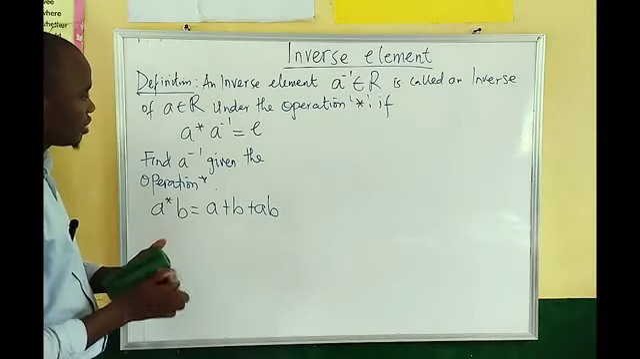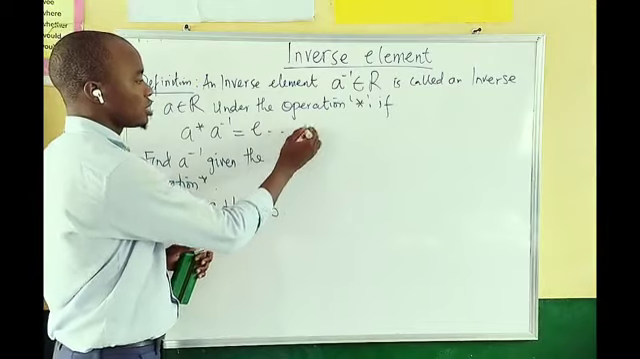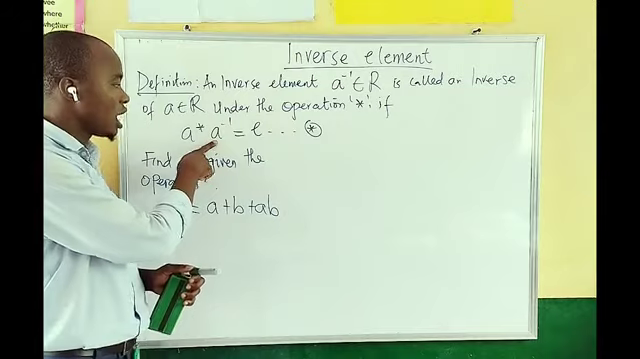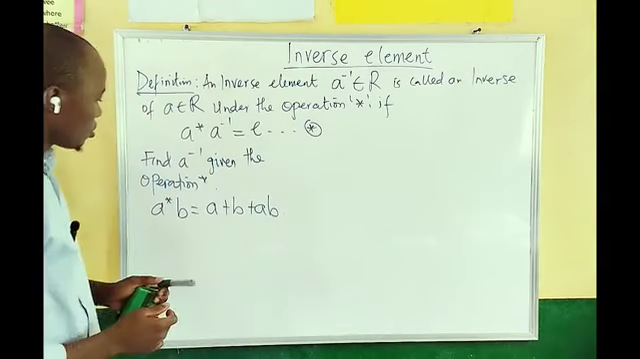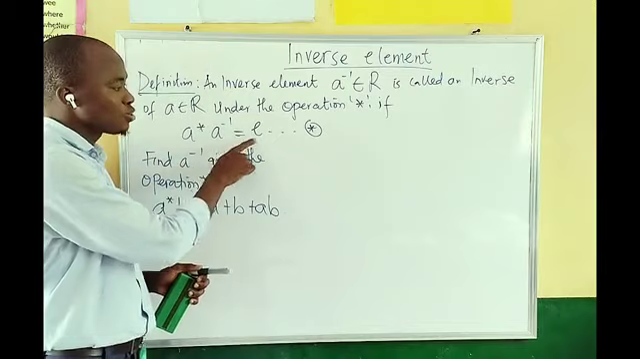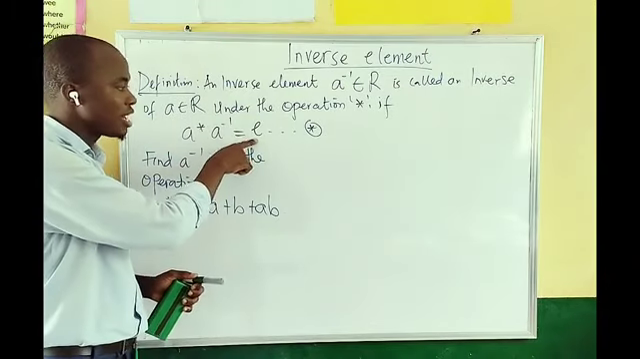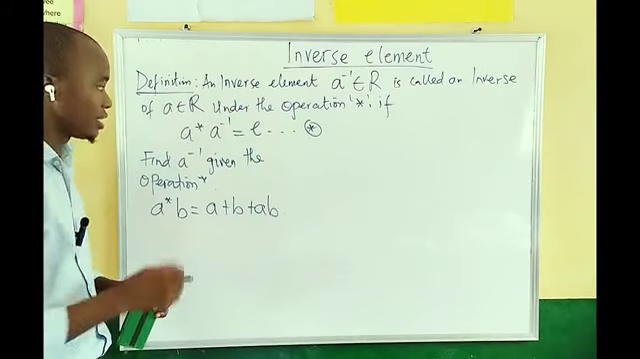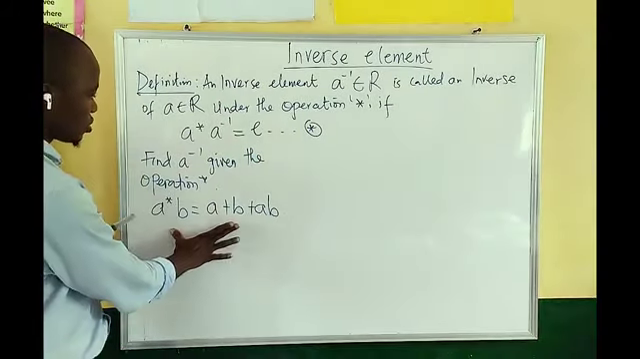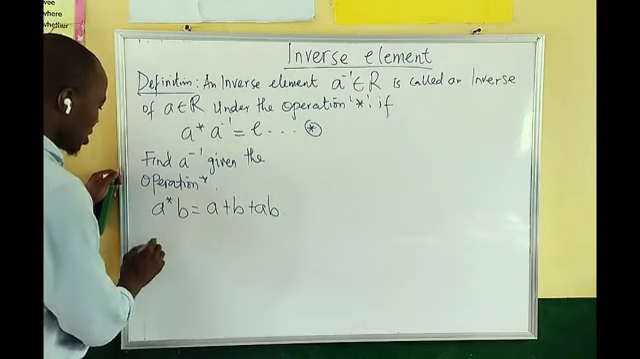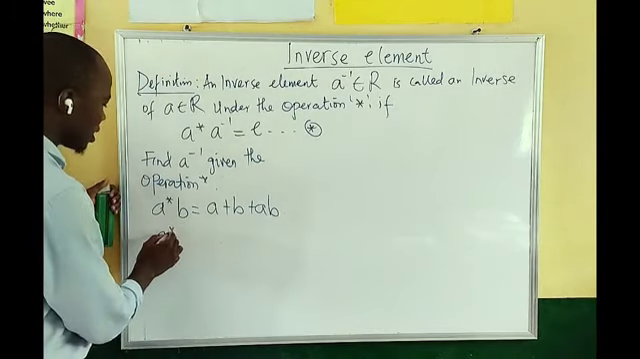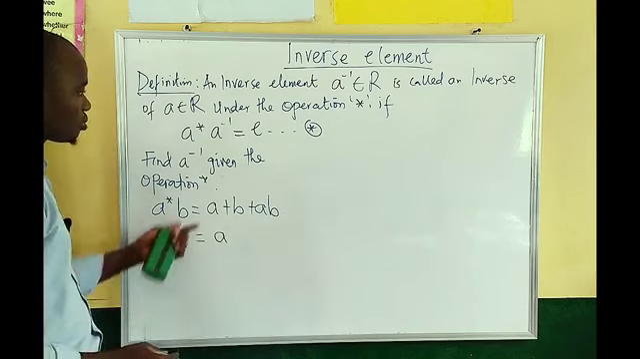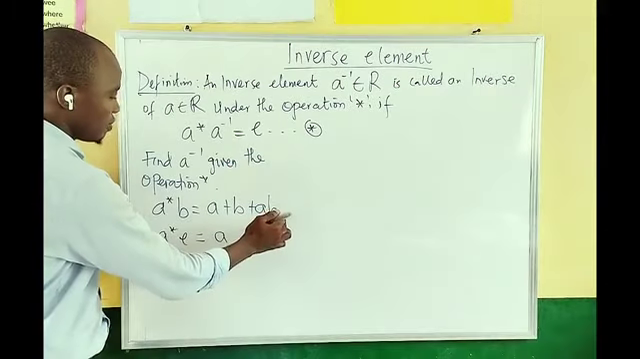So we are given this, and don't forget that this is the equation that we are going to use to get our inverse. But before we can get our inverse, we need to determine our identity element. Therefore, the first thing we are going to do is to get our identity element. Don't forget that to have our identity element, we combine a with e, and it gives us a. So we are going to use this formula on this definition given to us.